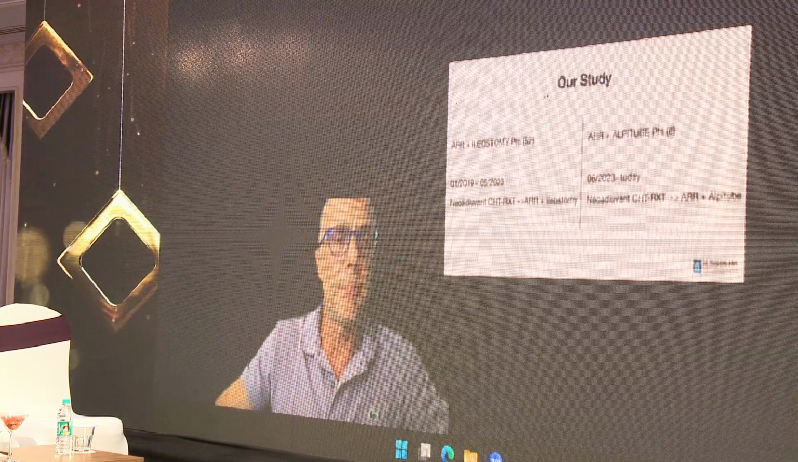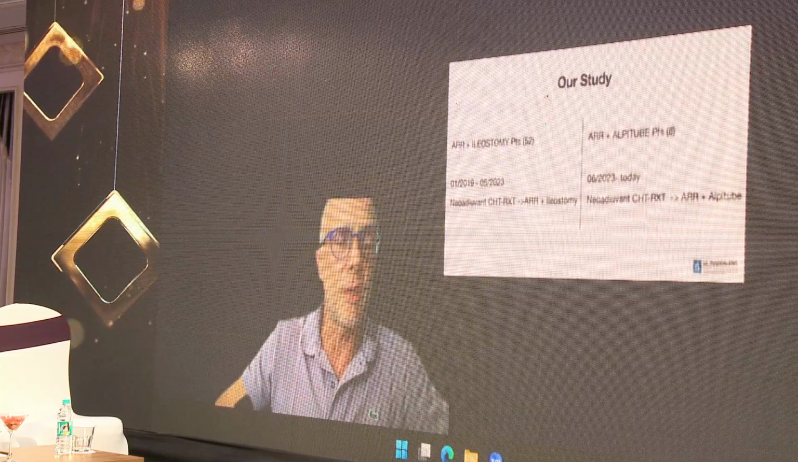The control population is patients undergoing anterior low rectal resection plus ileostomy, 52 patients from January 2019 to May 2023. The ALPI population is the same population with anterior rectal resection plus ALPI tube, 8 patients, but right now we enroll about 15 patients with neoadjuvant chemotherapy plus radiotherapy plus anterior resection and ALPI tube.